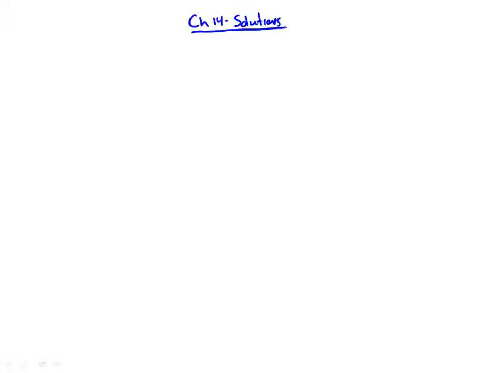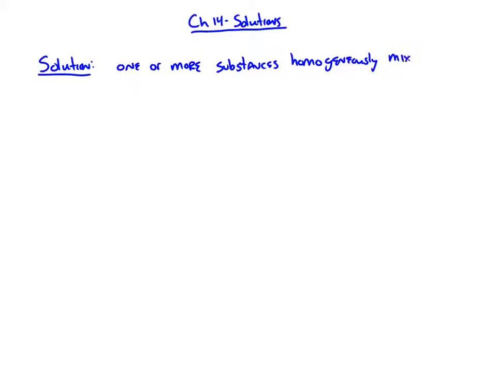So we need to start by defining a few terms, and I think the first term we want to talk about is a solution. And a solution has two parts. It's one or more, and when we say one or more, we really are probably going to have just two for most of our solutions. So one or more substances homogeneously mixed or dissolved in another. And then what we're going to do is define some of the words in our definition, or at least make sure that we understand it.